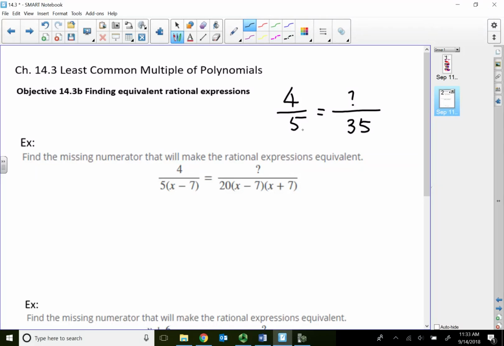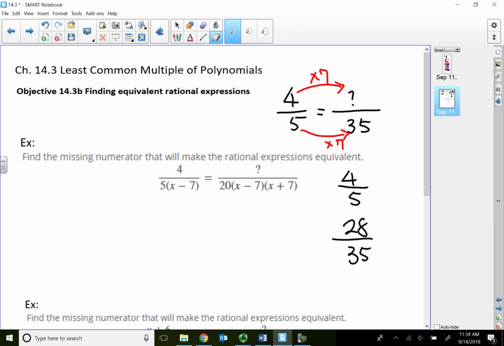The 5 is the original denominator. Let's say 35 is the new LCD. For 5 to become 35, we have to multiply by 7, or sometimes we say 5 will go into 35 7 times. So now my numerator will also multiply by the same number to become the question mark, which is 28. What we're saying is 4 over 5 is equivalent to, if the LCD is 35, an equivalent numerator of 28. That's called finding an equivalent fraction.